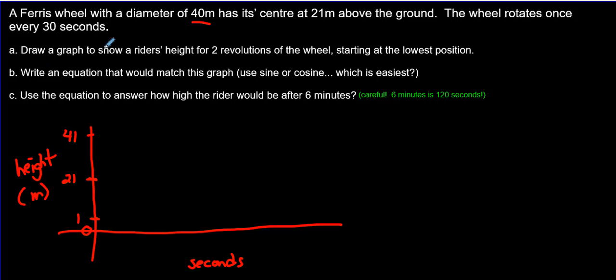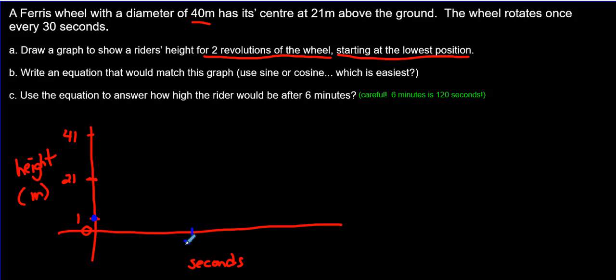So draw a graph to show a rider's height for 2 revolutions of the wheel. It takes 30 seconds for it to rotate once. And it says we're going to start here at the lowest position. So we're going to start down here. And every 30 seconds, we will be back to the lowest position again. And we're doing 2 revolutions.